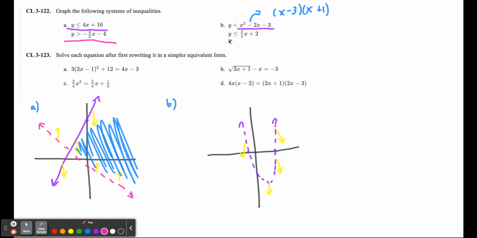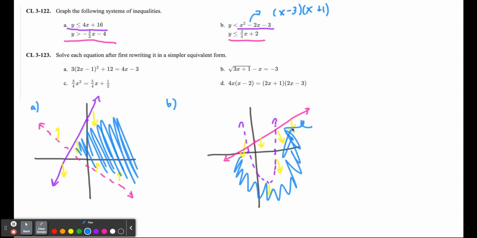And then 3/4 x plus 2, that has a y-intercept of 2. And then a little bit shallower than a slope of 1. And then it'll be solid. And then less than, that's this way. So the overlap is below both the parabola and the line, which is over here.